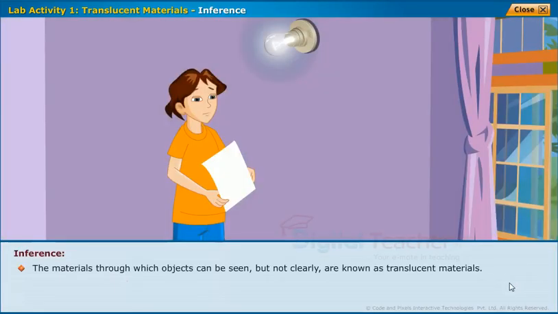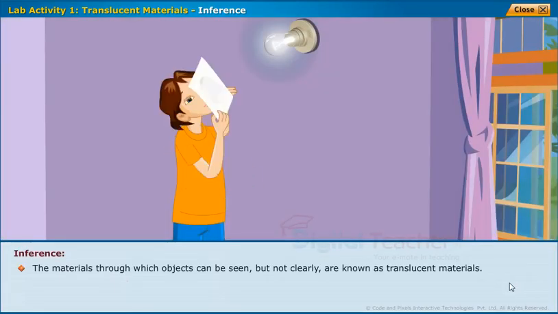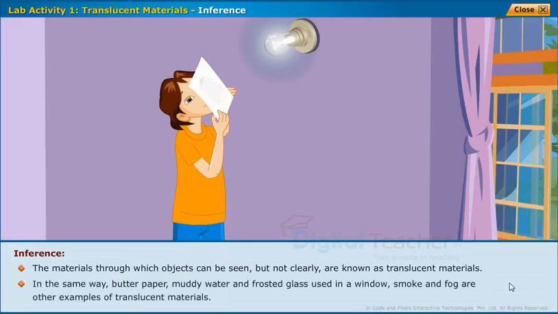The materials through which objects can be seen but not clearly are known as translucent materials. In the same way, butter paper, muddy water, and frosted glass used in a window, smoke and fog are other examples of translucent materials.